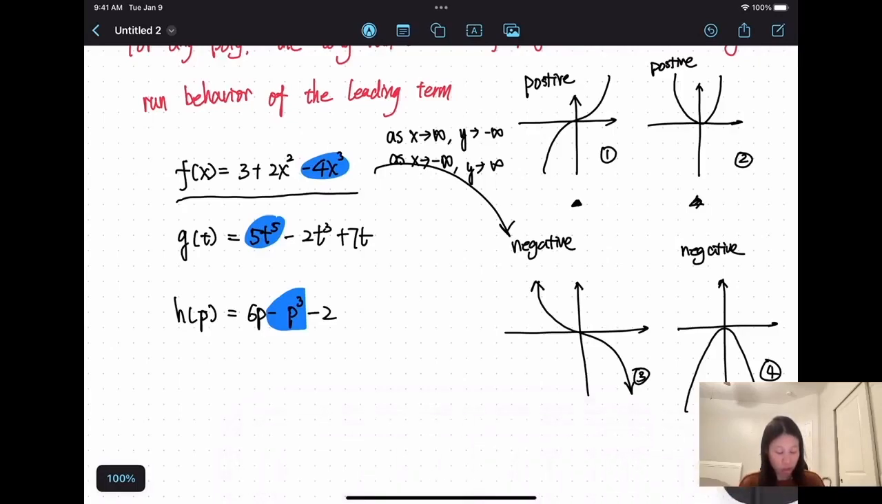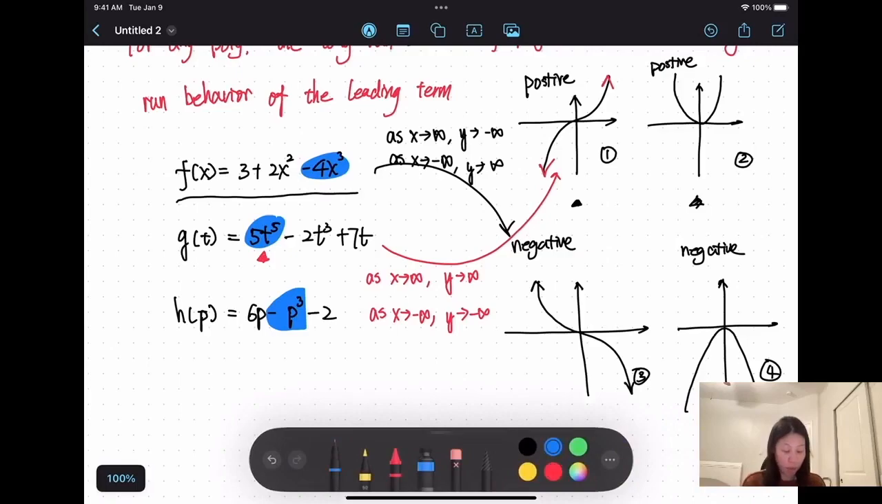Okay, so what about the second function? g(t) equals 5t to the fifth minus 2t to the third plus 17. The leading term is 5 times t to the fifth. It's a positive number and an odd power. So the function is going to match the first graph. As t goes to the right, which is positive infinity, the function goes up, which means positive infinity. If the function goes to the left, which is negative infinity, the function goes down. So that gives you negative infinity.